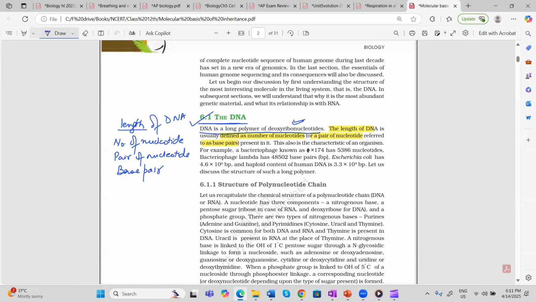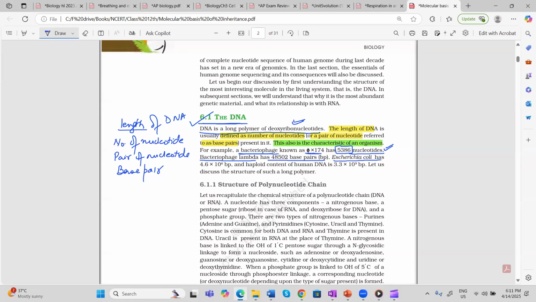And the main important thing, it is also a characteristic of an organism. For example, bacteriophage. Bacteriophage is a virus which infects bacteria. For example, this bacteriophage, ΦX174, has 5386 nucleotides. Only nucleotides, no base pair, no pair of nucleotide. Another bacteriophage, lambda, will have 48502 base pair.